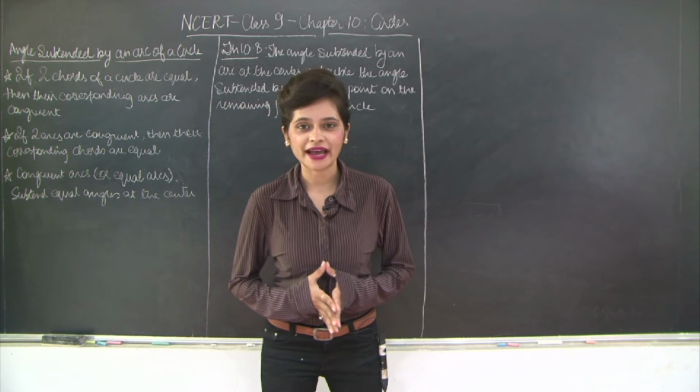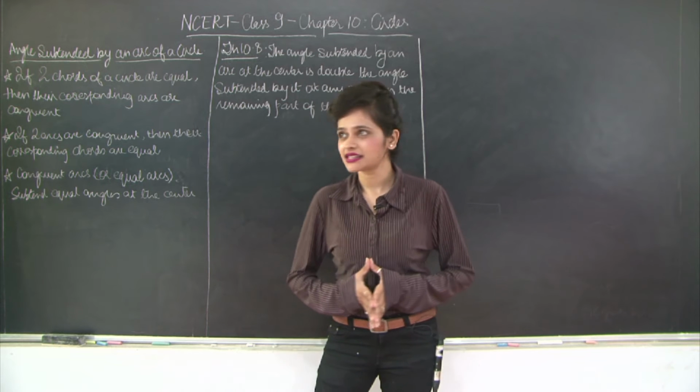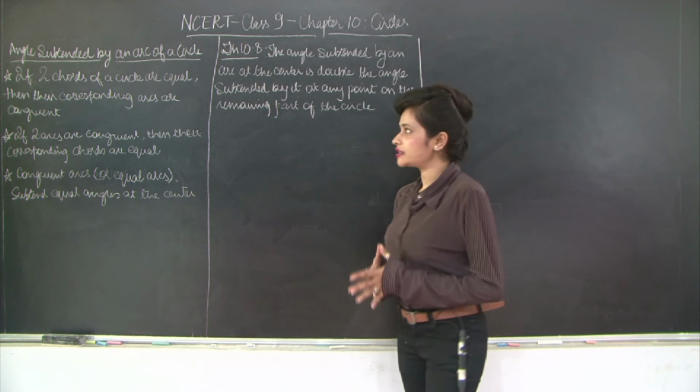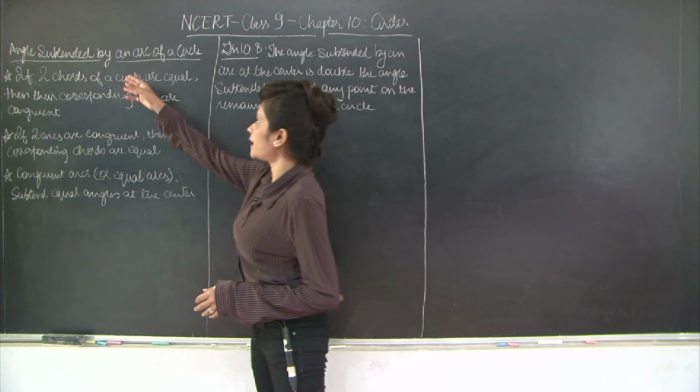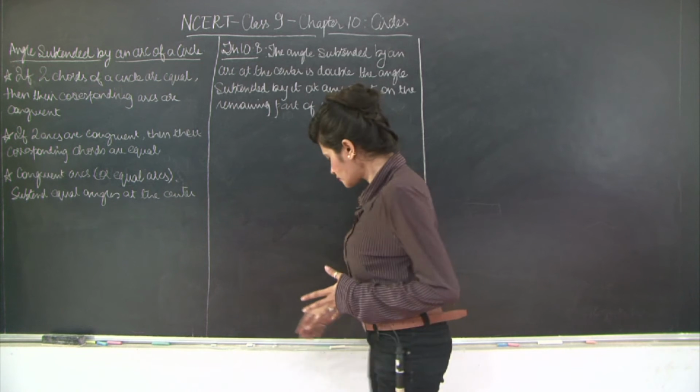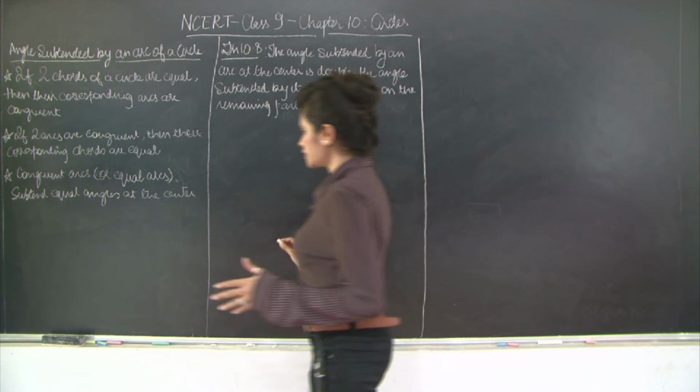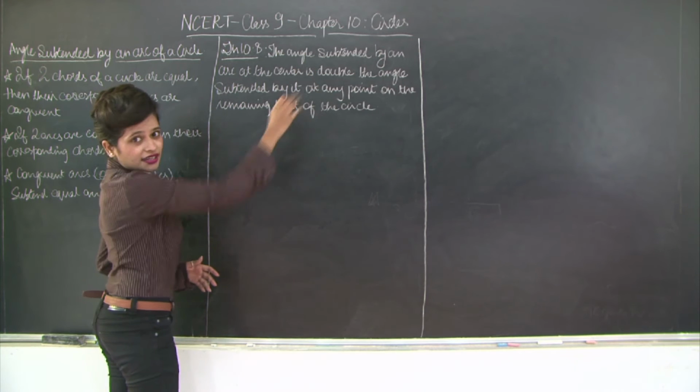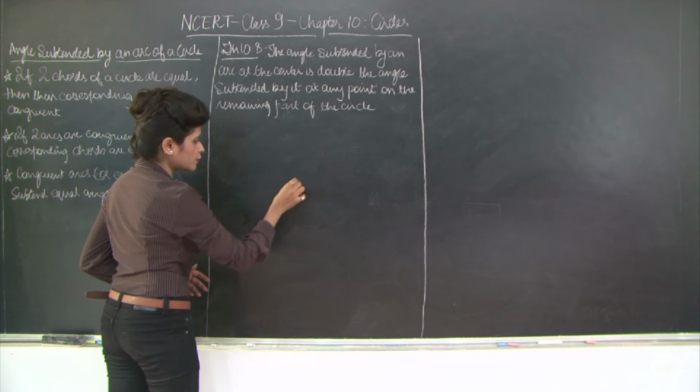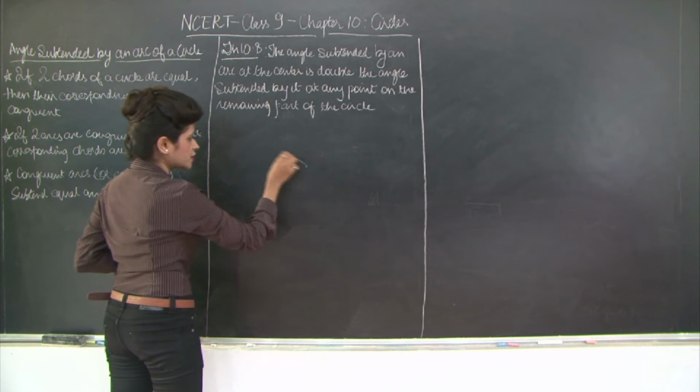Hello students, welcome back. Let us continue with chapter 10, circles. We'll take a look at a new concept, that is angle subtended by an arc of a circle. So let's draw a circle. Ignore the statement of this theorem for the moment. We are taking a look at this section.